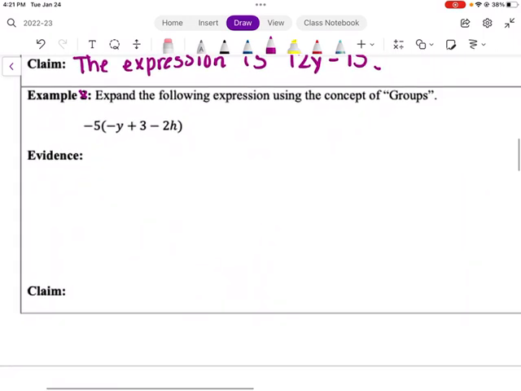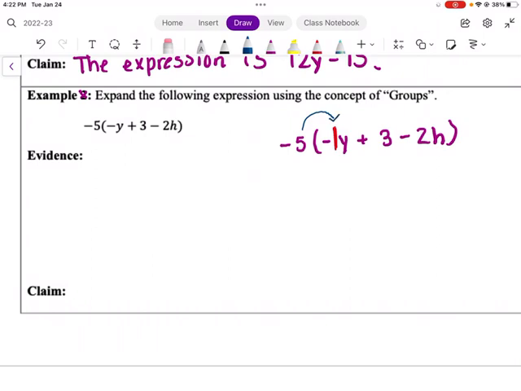All right. This one has more. So you have negative 5 times negative y plus 3 minus 2h. I want you guys to put a 1 in front of the h, like this. That letter is by itself, so you always put a 1 there. So I'm going to multiply negative 5 times negative 1h. Now you're going to multiply negative 5 times positive 3. And you're going to multiply negative 5 times negative 2h.